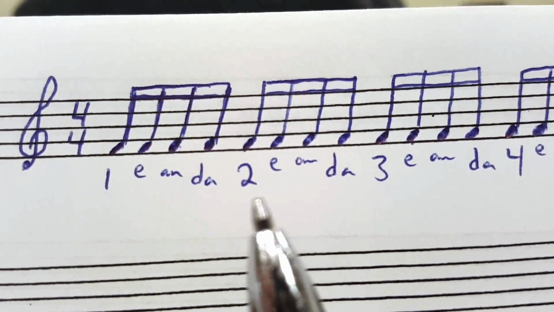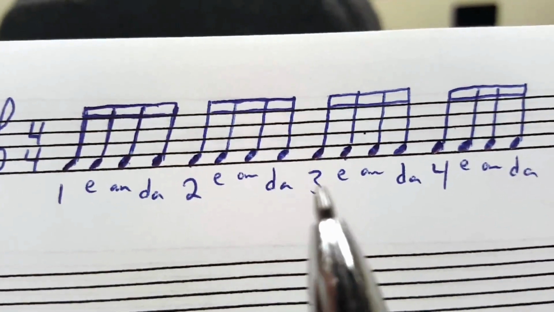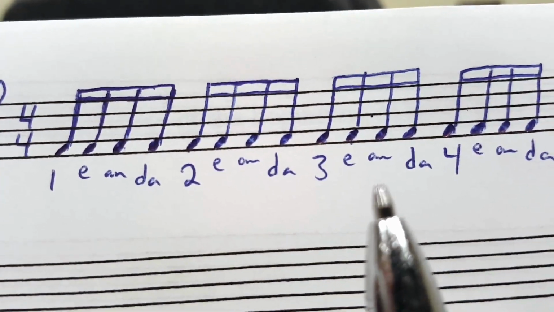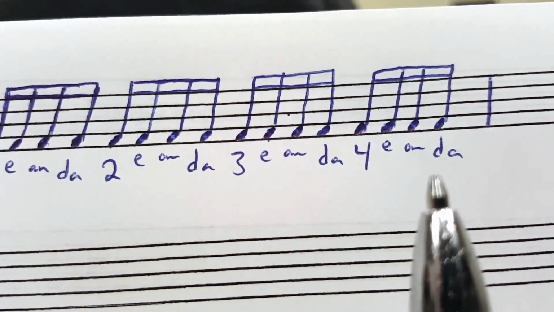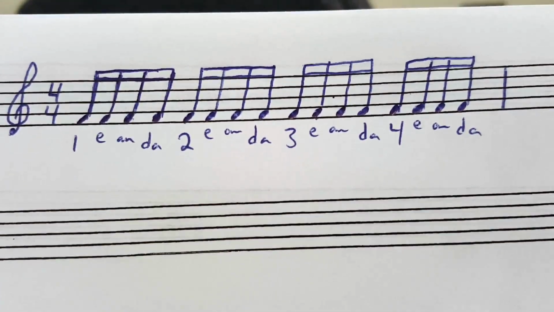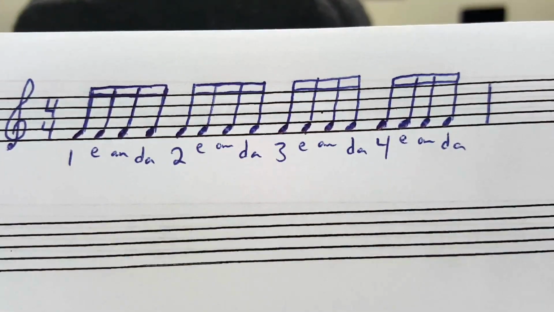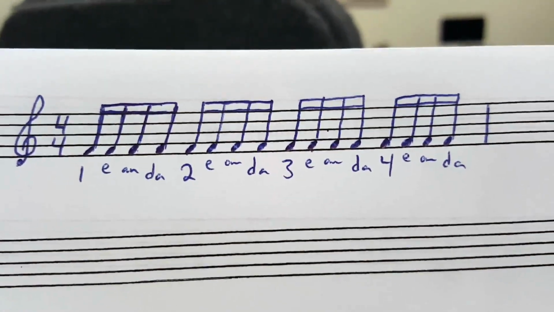Here's the second beat, 2, E and D. Third beat, 3, E and D. Fourth beat, 4, E and D. If I were to play this example on the piano, it would sound like this: 1 E and D, 2 E and D, 3 E and D, 4 E and D.